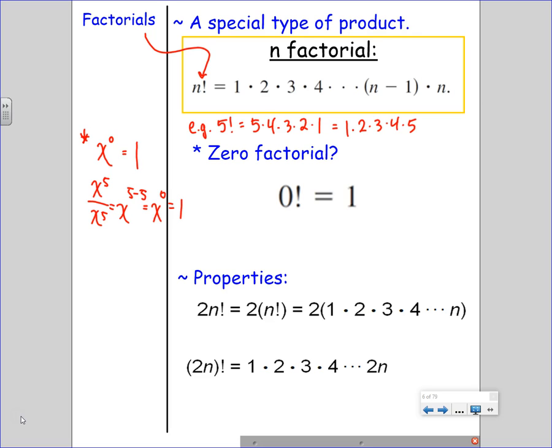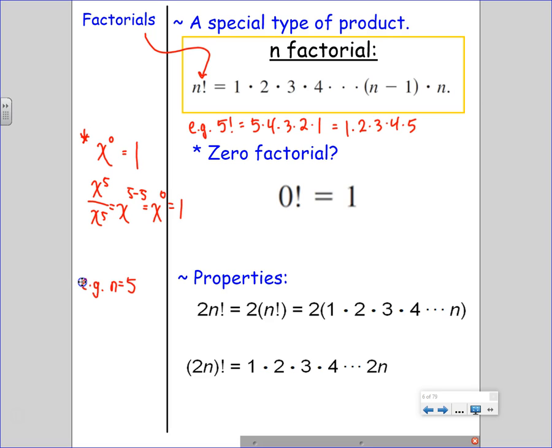But this one says go all the way up to n and then times 2. This one says go all the way up to, do you see the difference? Which one do you think is bigger? The top one or the bottom one? Let's do an example. If n equals 5.